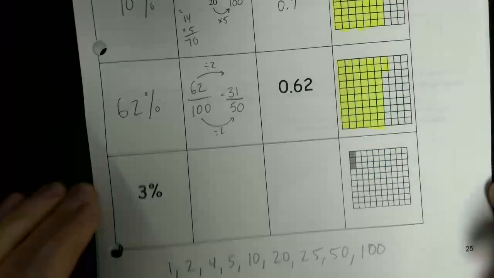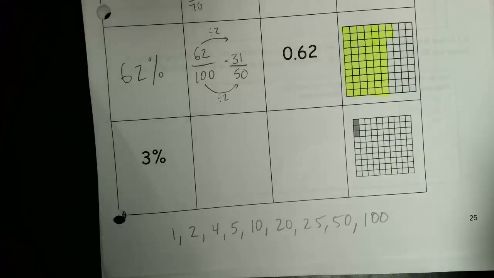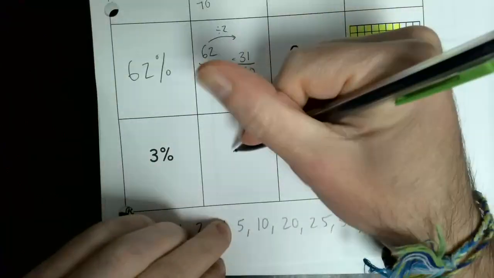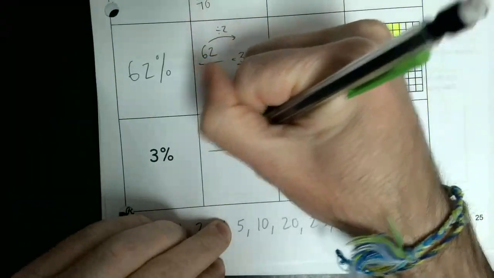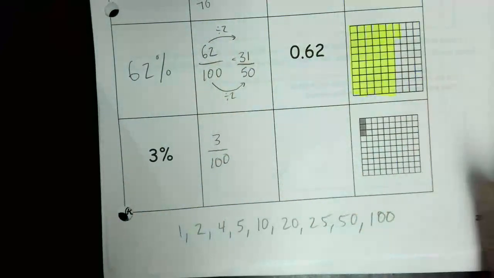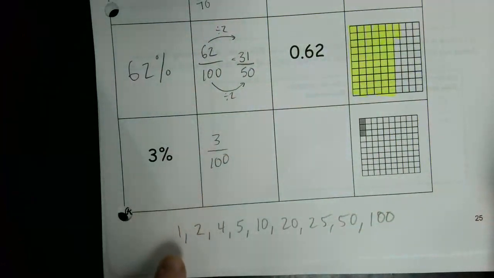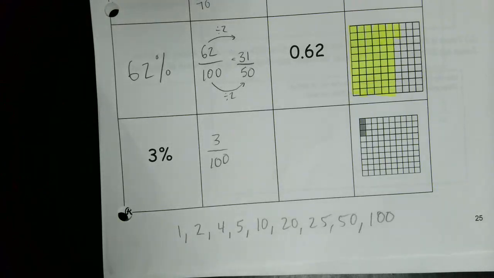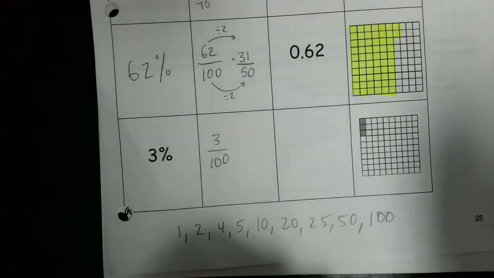Last one. 3%. Very small percentage. So that means 3 out of 100. Now, I like this one here because you don't have to simplify it. None of the 9 numbers except for 1, which is not going to do anything, can you divide by. So that's it. But we have to do the decimal.